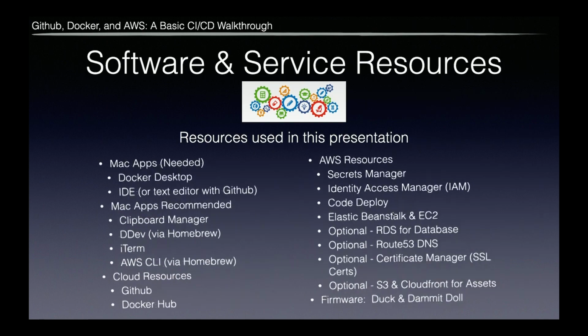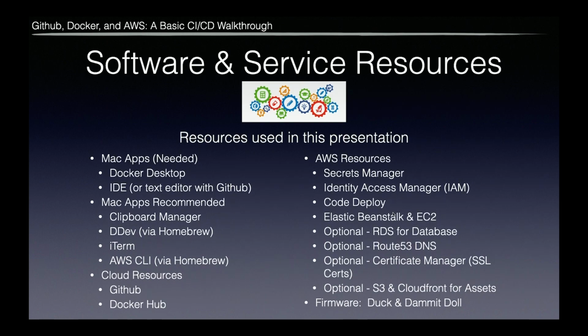The software, this list looks daunting. Some of it is just suggested. Some of it is just a good idea for every day. For your Mac apps, the only thing you need to make this happen is Docker Desktop and an IDE. Recommended would be a clipboard manager, because clipboard history is something everybody needs. And you're going to be copy and pasting 8 things, and it's easier to copy them all than go into the app and paste them all.